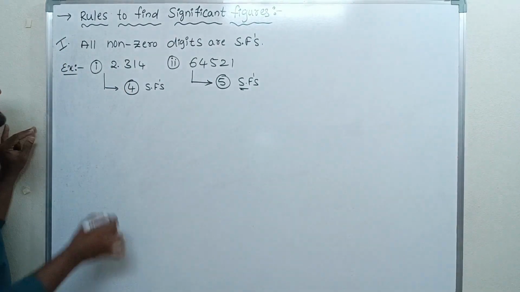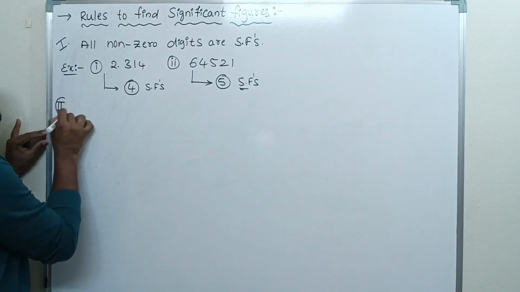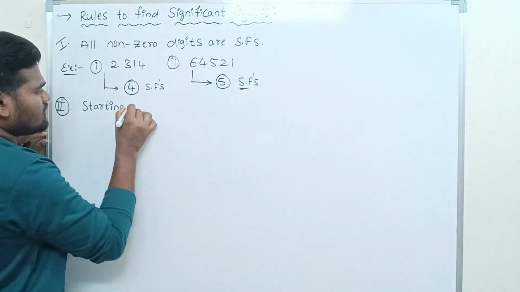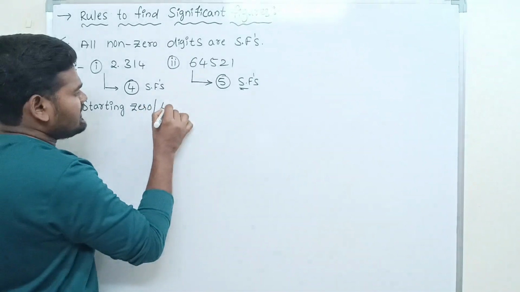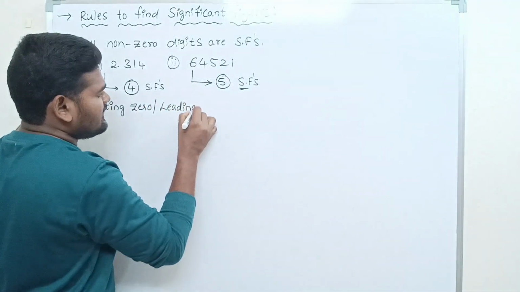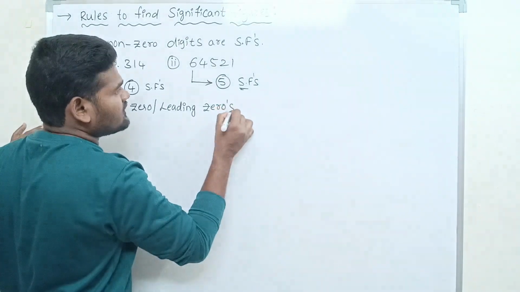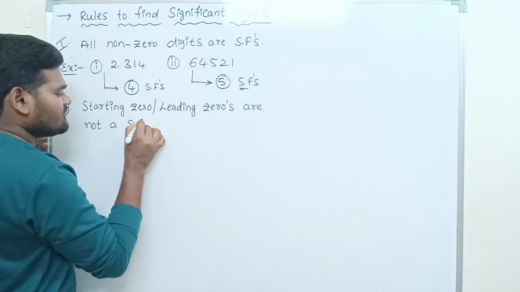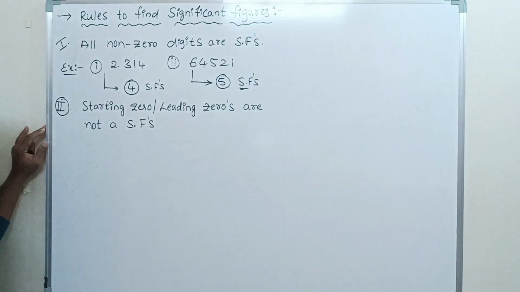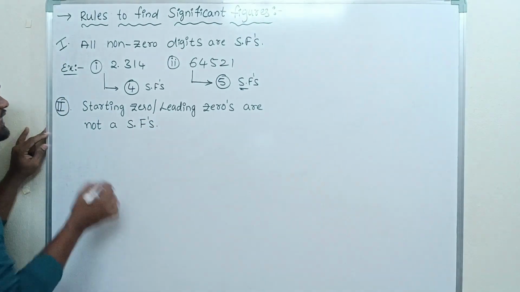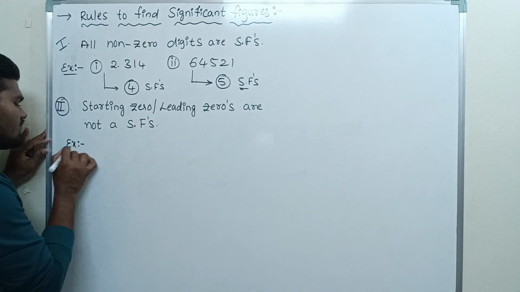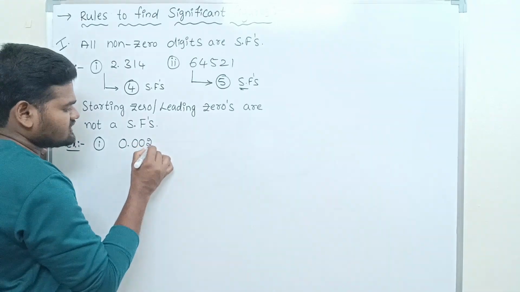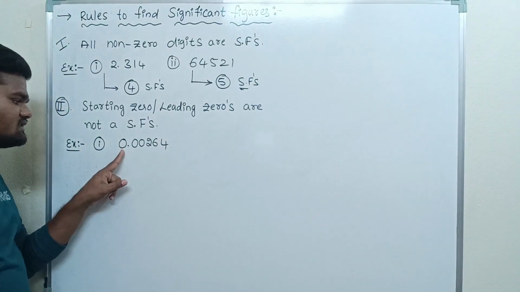Are you getting it? So the second rule: starting zeros or leading zeros are not significant figures. What is the meaning of starting zeros? Let us see some examples. I'm taking the first example. If the number is like this, 0.00264, here 0, 0, 0.